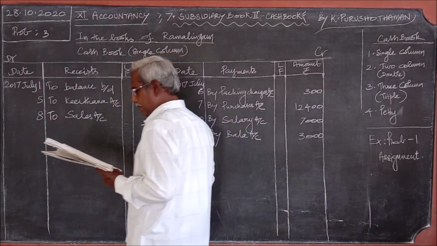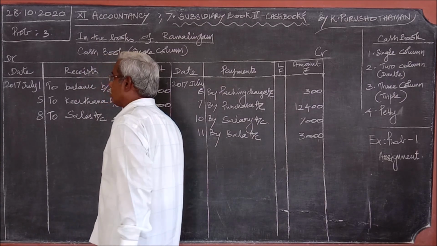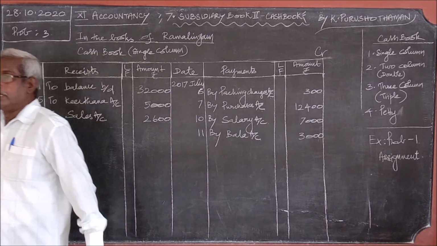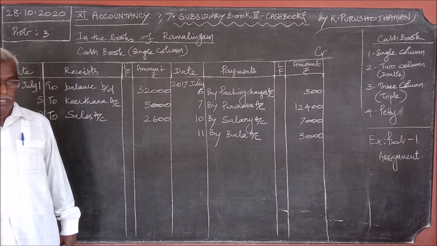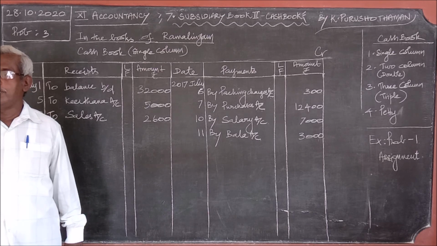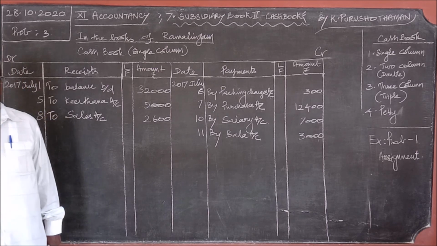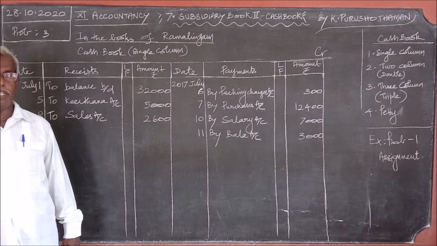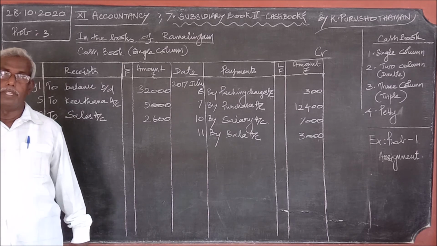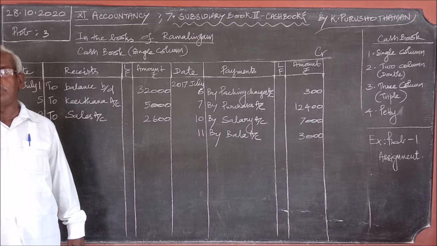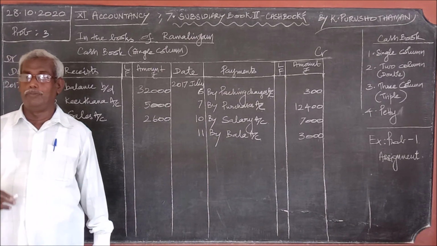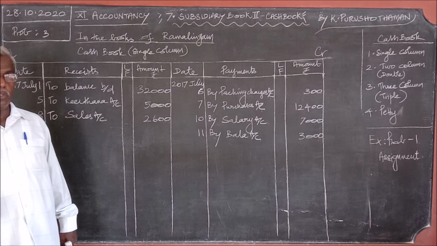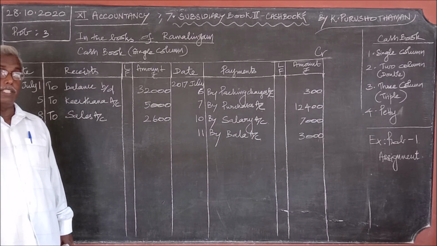Then, purchased goods from boss, you should be very careful. In purchases, we have seen 3-4 types of transactions. Purchased goods, cash transaction. Purchased goods for cash, cash transaction. Purchased goods from boss, credit transaction. Only name is given. You must be very careful. Purchased goods from boss for cash, it is cash transaction.